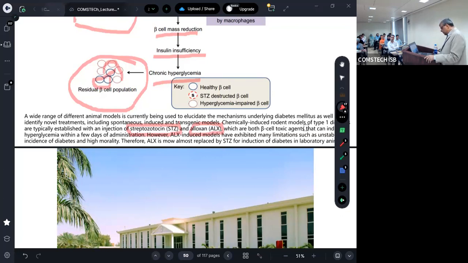Yes, online students, please write your answer. What is the criteria? How can you choose the best chemical? Okay, you got my question? How can you choose the best chemical for the model development?